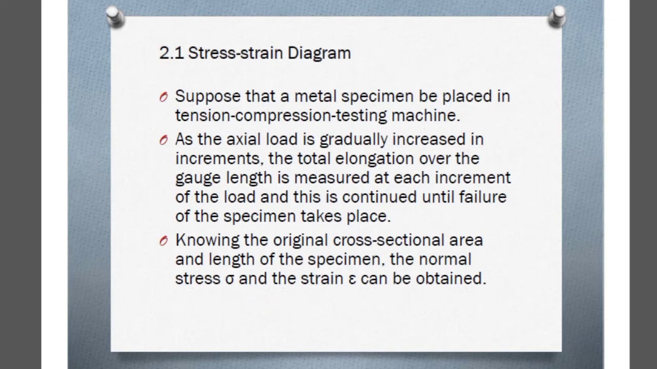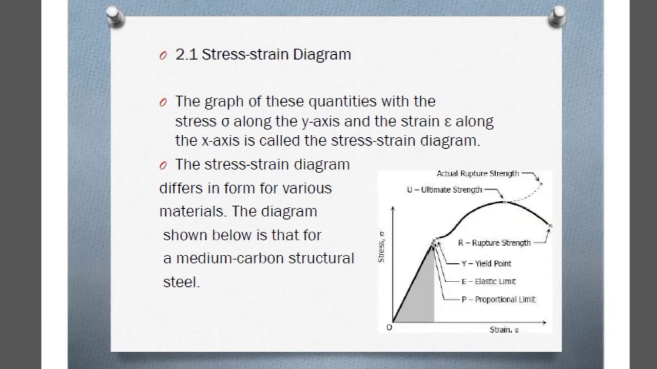What is a stress strain diagram? So suppose that the material specimen be placed in the tension compression testing machine, or if sa school ninyo ay meron kayong universal testing machine, so the axial load is gradually increased in increments. The total elongation over the gauge length is measured at each increment of the load, and this is continued until failure of the specimen takes place. So knowing the original cross-sectional area and the length of the specimen, the normal stress sigma and the strain epsilon can be obtained. So ito yung mukha ng stress strain diagram.